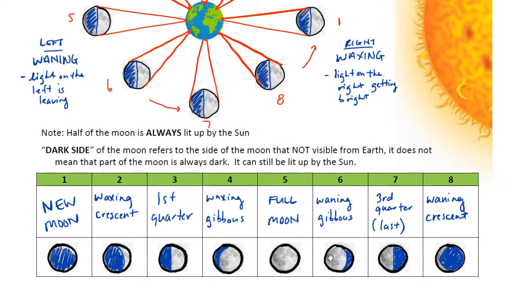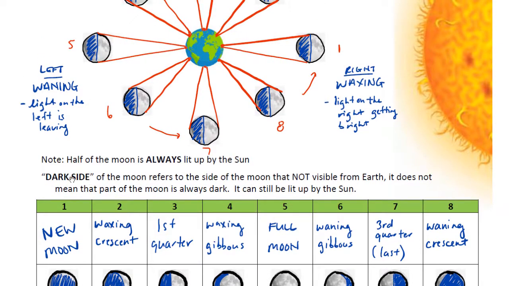So if you see the light on the left here, then you know it's going to be getting darker and darker day by day. Whereas if it's light on the right, it's getting bright. So here's the light growing on the right. It's getting brighter and brighter and brighter. So I know that these guys, light on the right, must be waxing. And then these guys, light on the left is leaving, so they must be waning. And that's how you can remember these different parts here.